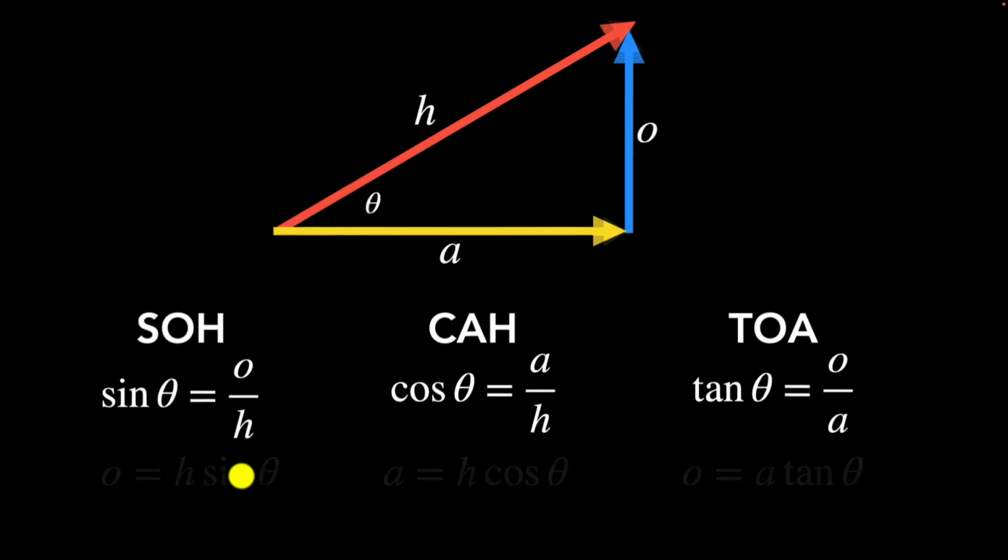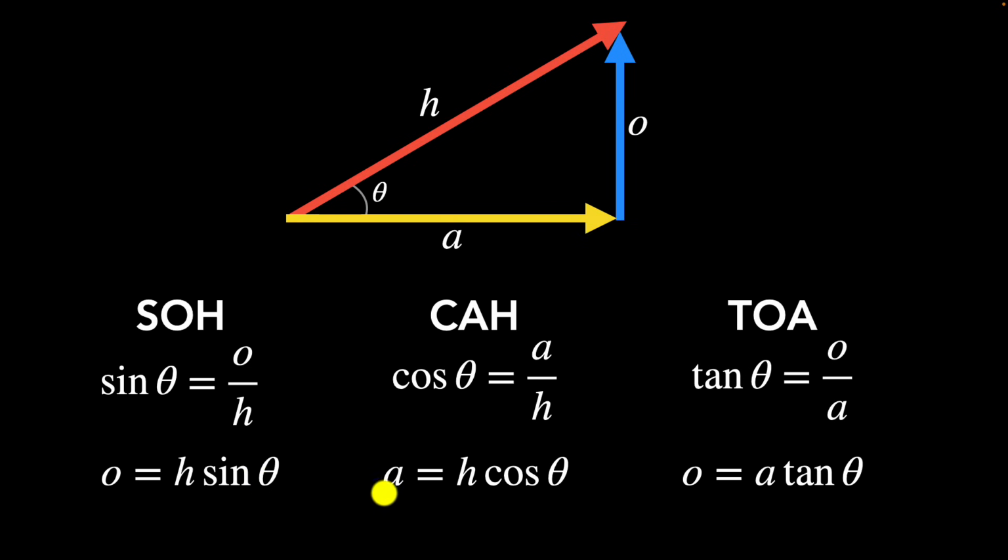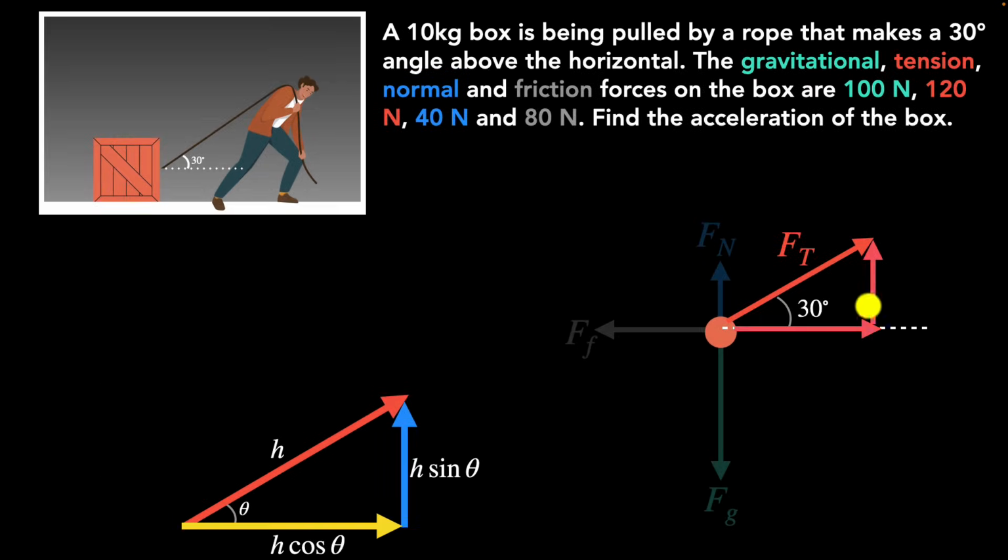So from this, look, the opposite side becomes h times sine theta, and the adjacent side becomes h times cos theta. Again, I can write the opposite side as a times tan theta, but we're not going to use this. We're going to use these two. So the opposite side becomes h times sine theta, and the adjacent side becomes h times cos theta. So we now have everything needed to figure this out. So look, this is our hypotenuse. That is the tension force, 120 newtons. Okay. So this now becomes the adjacent side, which is going to be hypotenuse times cos theta. So it's going to be FT cos 30 degrees.